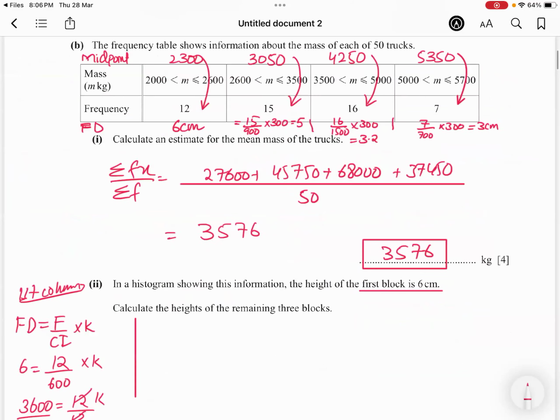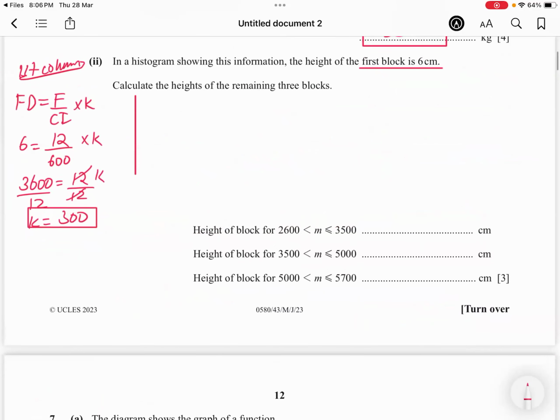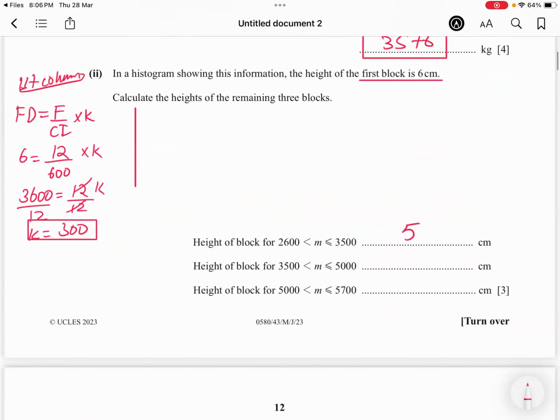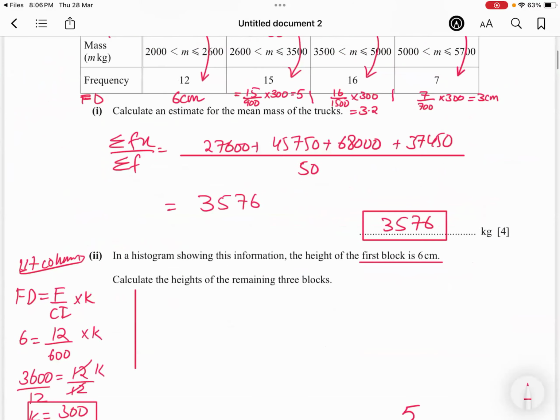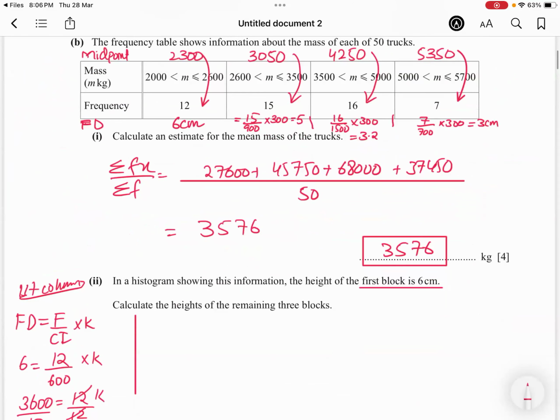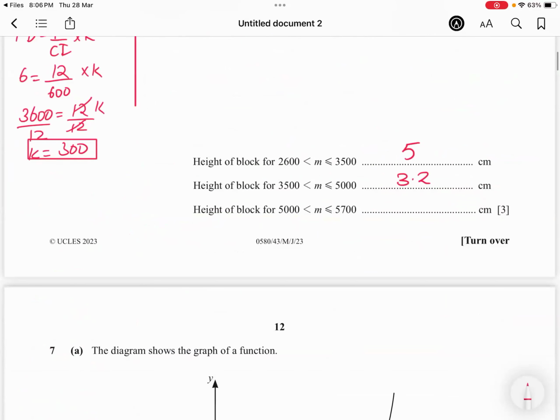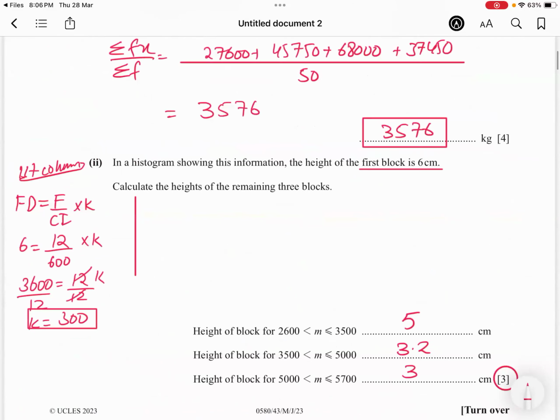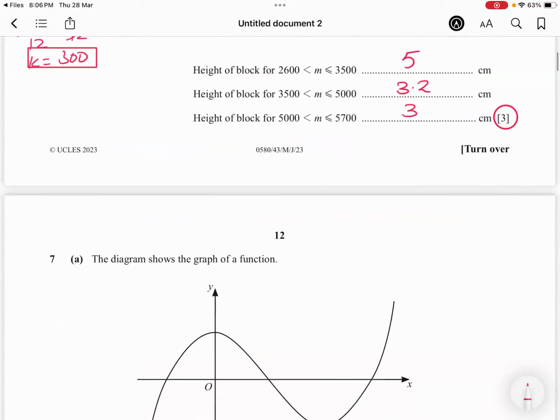Okay, so let's write the answer. 2600 to 3500, it's 5. The height of the third block is 3.2 and the last is 3. That is 3 marks. Okay, this was statistics in the May June 2023 paper.